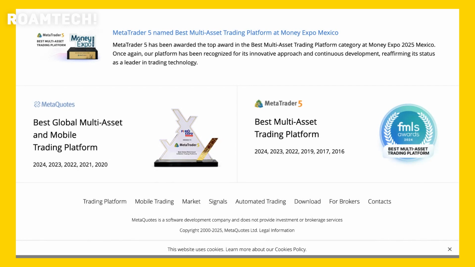I spent a good amount of time using the automated trading features, expert advisors, which, while initially intimidating, ultimately proved very powerful once I understood the code and settings. The platform's performance was consistently reliable throughout my testing period. I never experienced any significant lag or crashes.